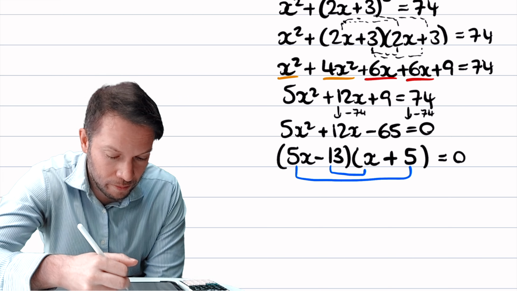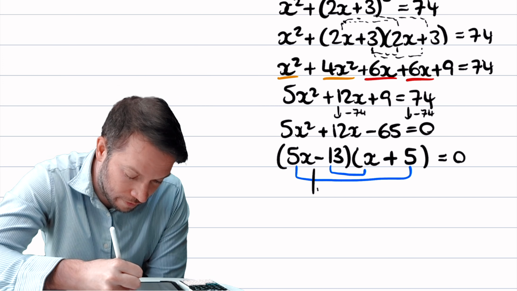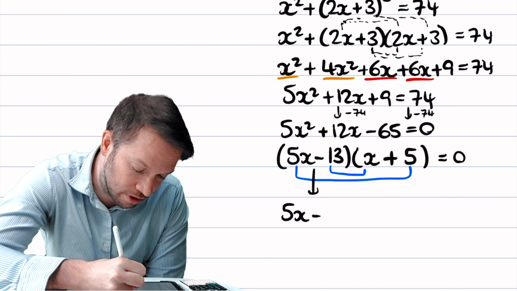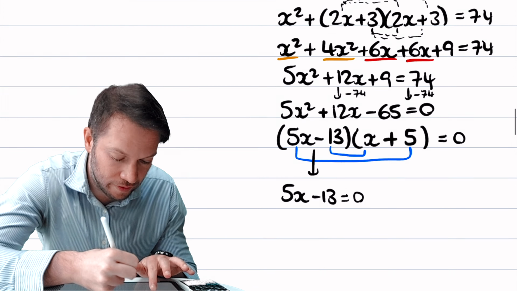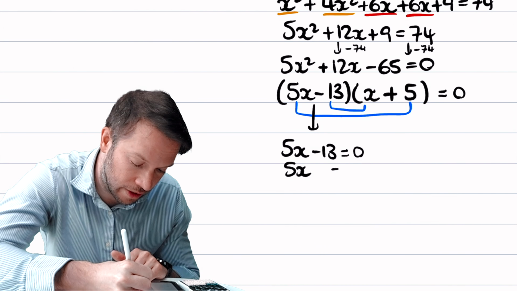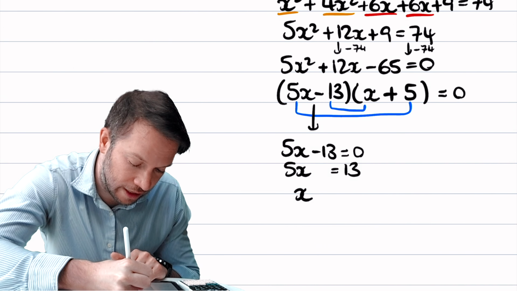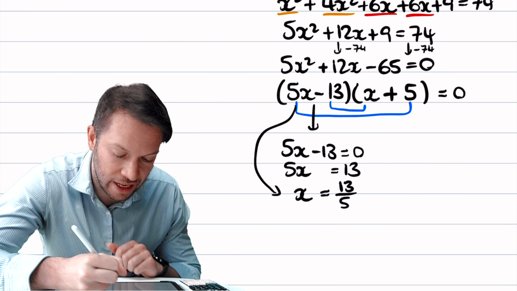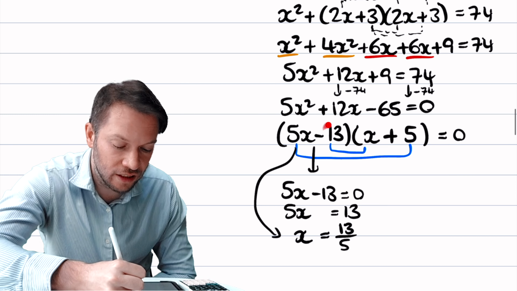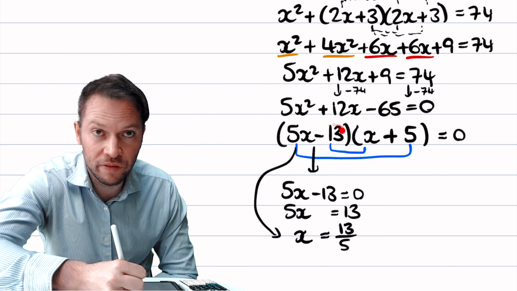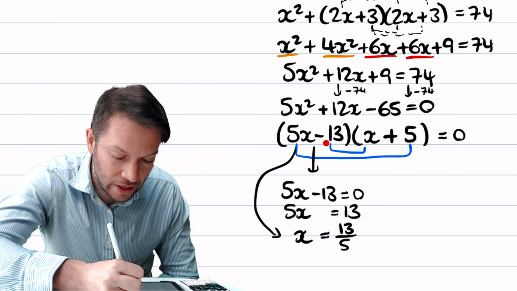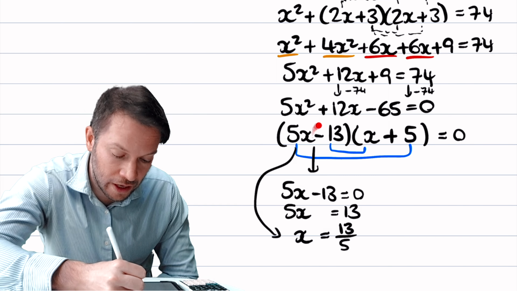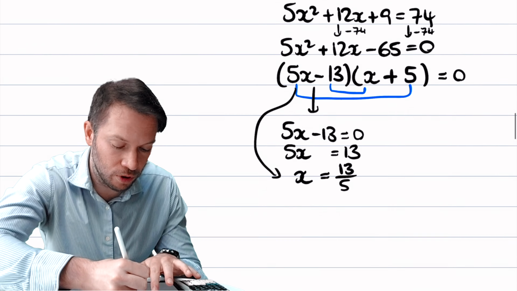So you're going to make each thing 0. If 5x minus 13 is equal to 0, well, we can add 13 to both sides and then divide by 5. So x is 13 over 5. Remember, the quick way of getting straight from here to here is just to negate whatever that number is. So the minus 13 becomes plus 13, and then divide by the number in front of the x. So 13 over 5, which is what you've got here.